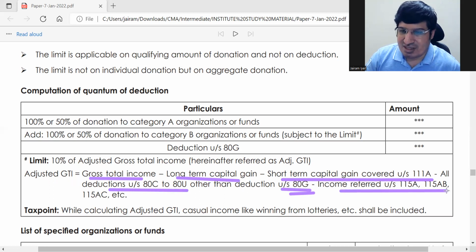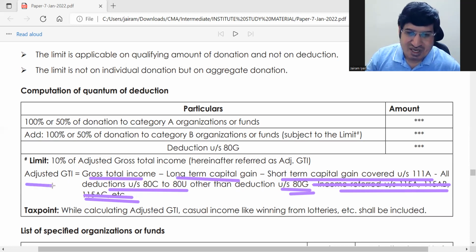ठीक है. Income under 115A, 115AB and 115AC will not be covered as such, जैसे हमने had seen above also. These are just some incomes of non-residents or foreign companies. ठीक है, बस इतने ही. So that is your gross total income. If you just ignore this, what is there? You have taken gross total income, just deducted LTCG and STCG under 111, and deductions from gross total income. That's it. You will get your adjusted GTI.